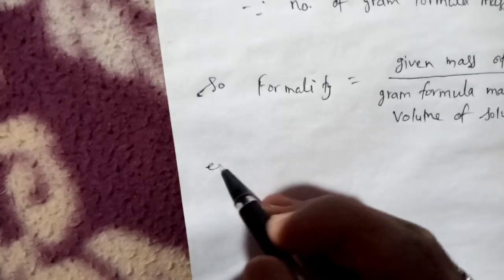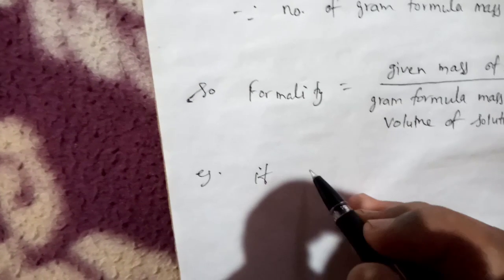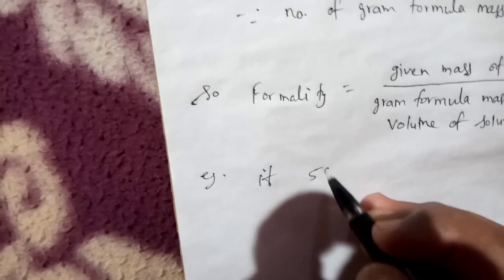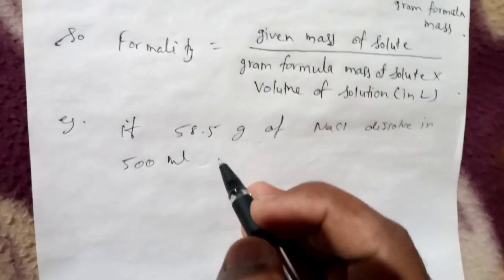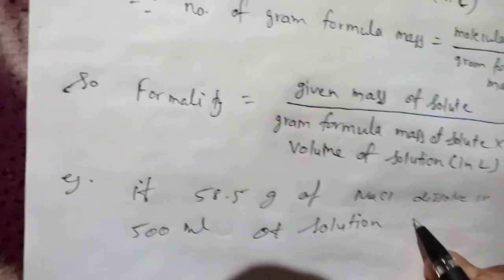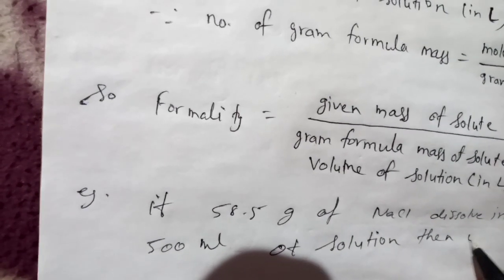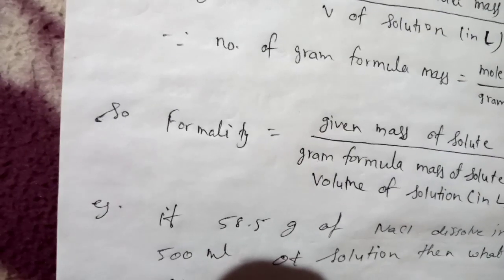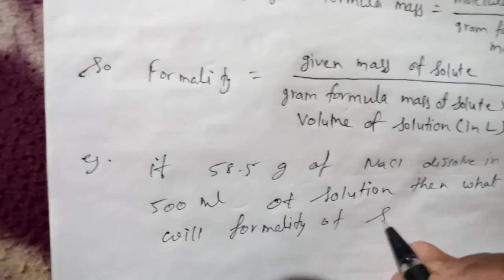Example, if 58.5 gram of NaCl is dissolved in 500 ml of solution, then what will be the formality of solution? Now solve.